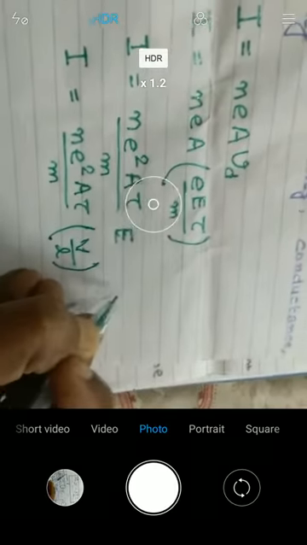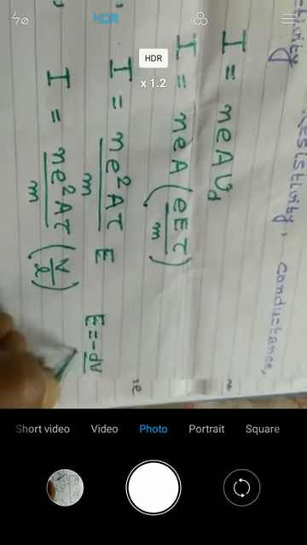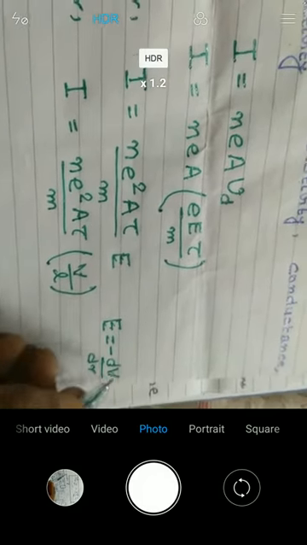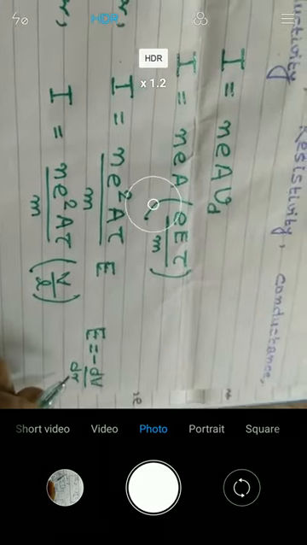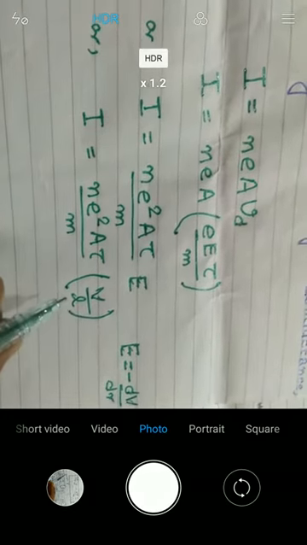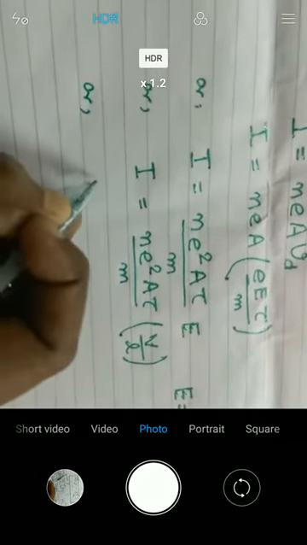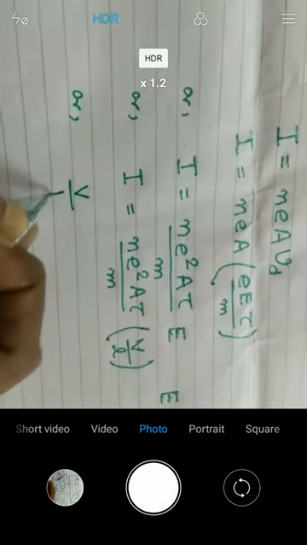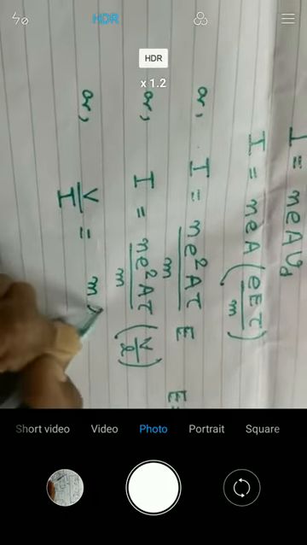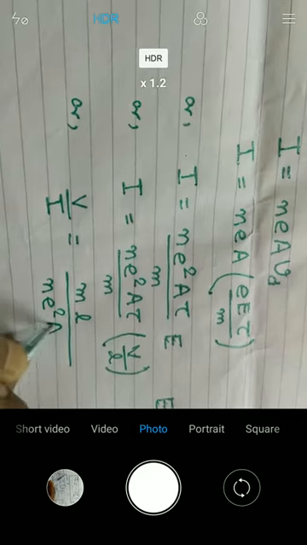Why? We have obtained a relation E equals minus dV by dr. That is, electric field is simply equals to potential by distance. वहाँ बैटरी का पोटेंशियल था V and distance means length of the wire, that is L. So instead of E I am writing V by length of the wire, that is L. Now see, if I cross multiply and write ratio of V by I, V divided by I, this will be simply mL divided by ne²Aτ.